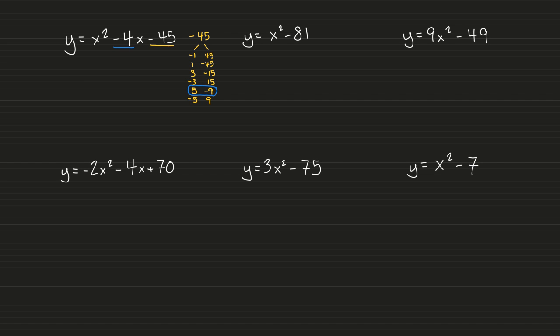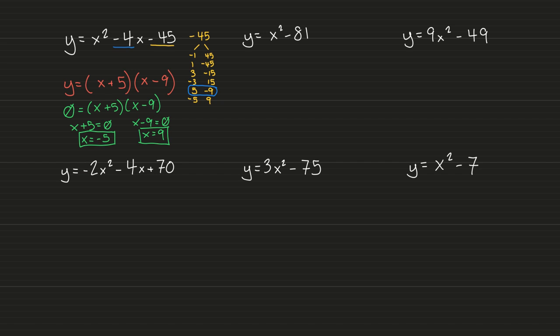So what I can actually do is write out, in intercept form, x plus 5 and x minus 9. To find our zeros, we would just set this whole thing to 0. Which tells us that x plus 5 could be 0, or x minus 9 could be 0. So our x-intercepts are negative 5 and positive 9. Those are our x-intercepts, or what we might refer to as our zeros.